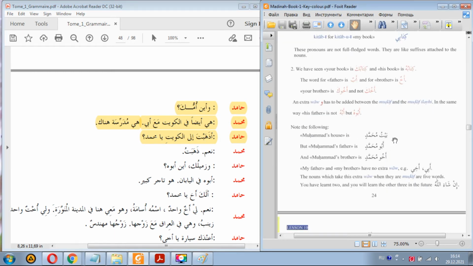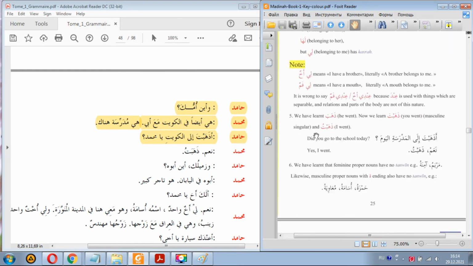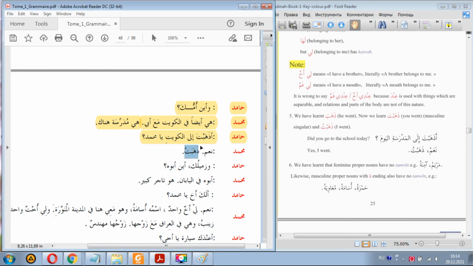Well, we learned this verb as ذهب, and it meant he went. But in this case, it's not ذهب, it's ذهبت. Why is it so? Let's take a look here. We have learned ذهب, it means he went. Now we learned ذهبت, you went, masculine singular, and ذهبت, I went. You see, ذهبت وذهبت.